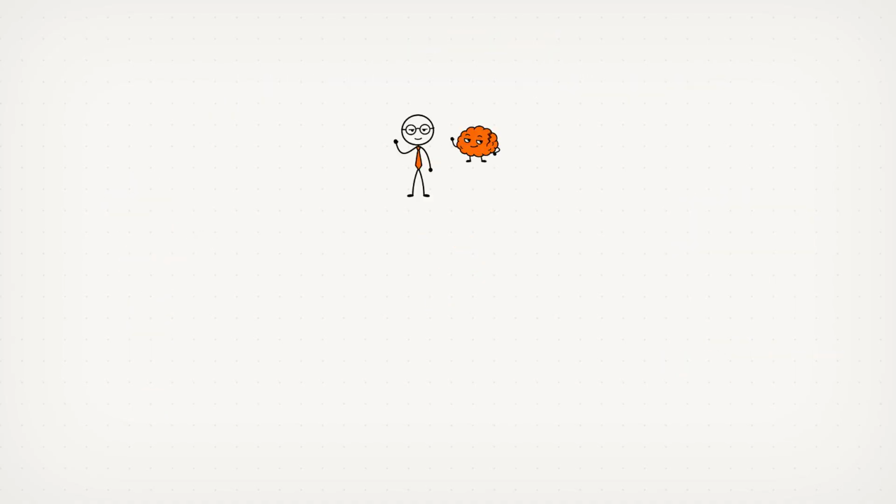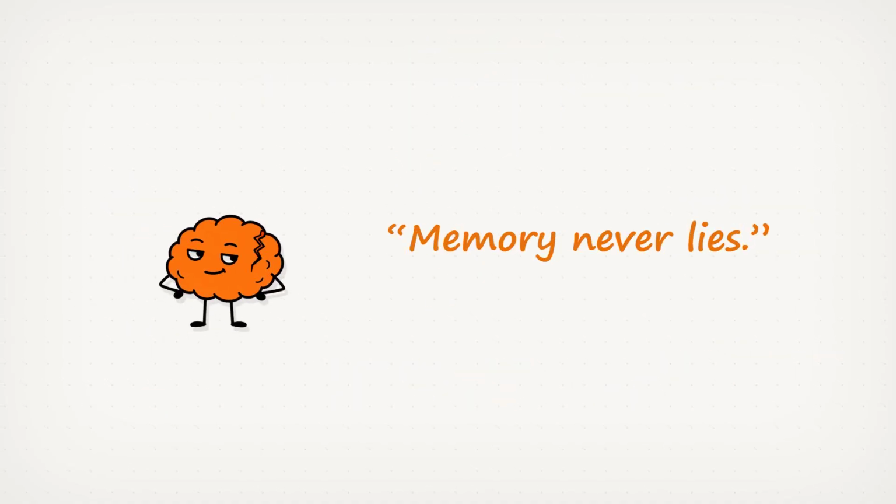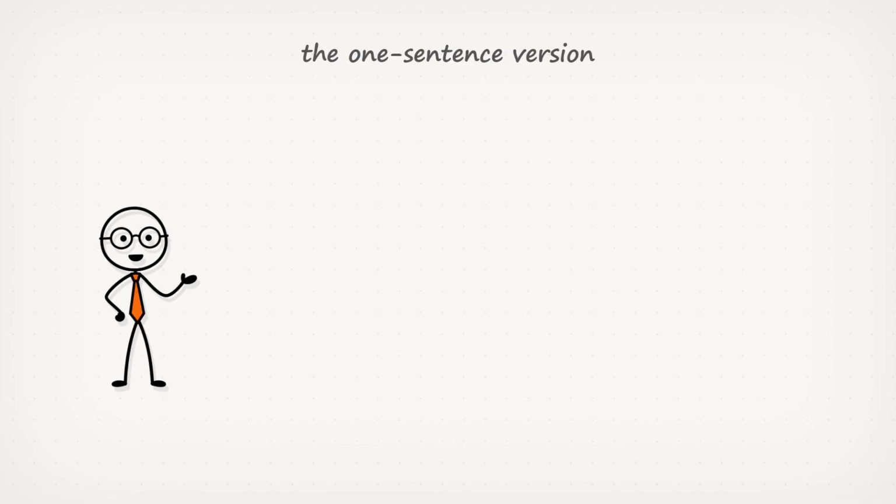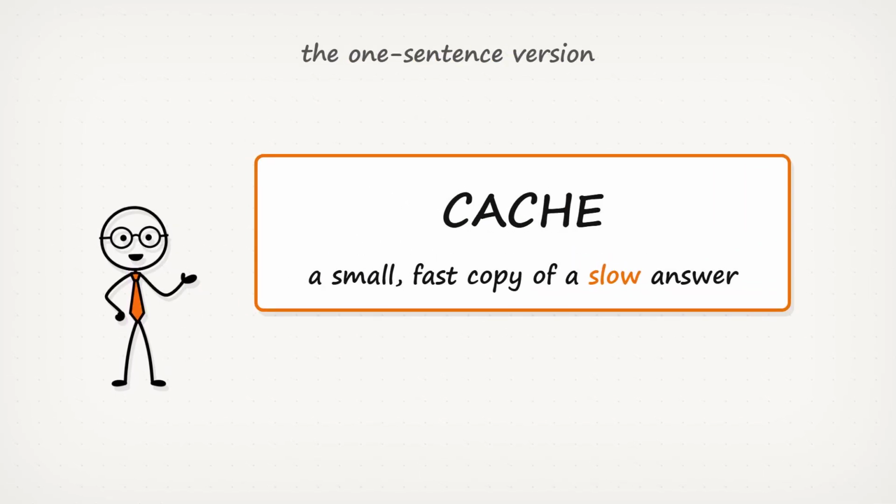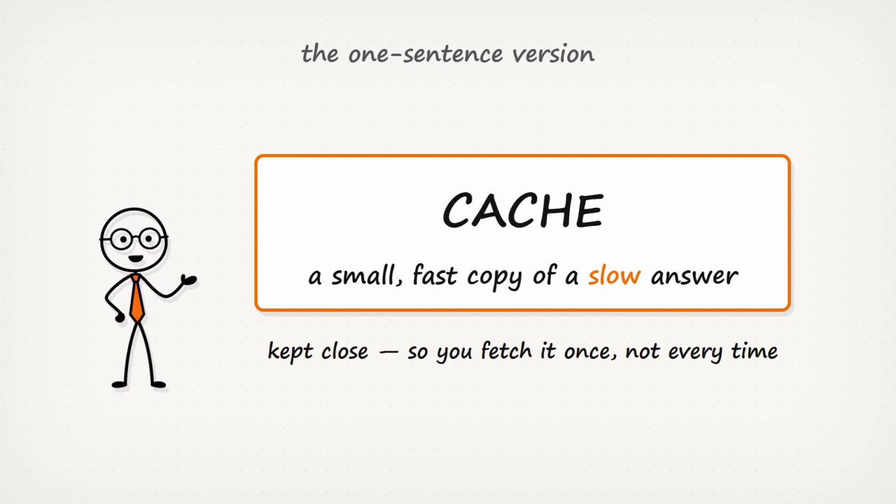Let me show you. This is Sticks It Out. Memory never lies. Here's the one-sentence version. A cache is a small, fast copy of an answer that's slow to get, kept close by so you don't have to go get it again every time.